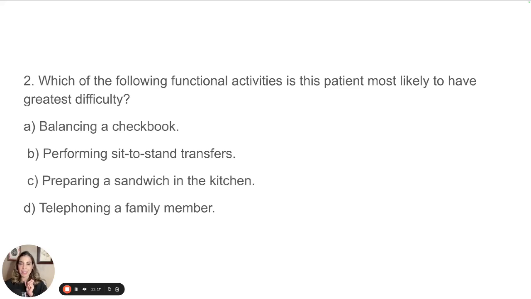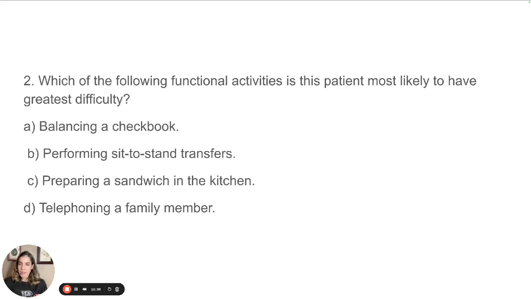So functional activities, we're talking activity limitations, okay? Not participation restrictions. So here, when I saw this, I could easily cross B. Why? Because with vision, if you have impaired vision, I don't think your sit to stand transfers will be the biggest difficulty. So I crossed sit to stand transfers from the beginning. Okay. Now I'm left with balancing a checkbook, preparing a sandwich, and telephoning a family friend.